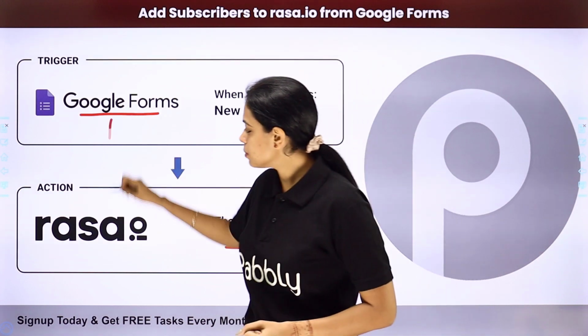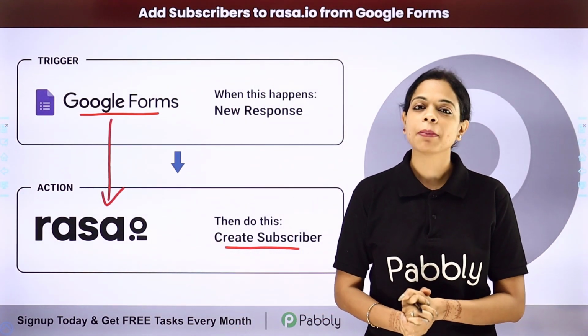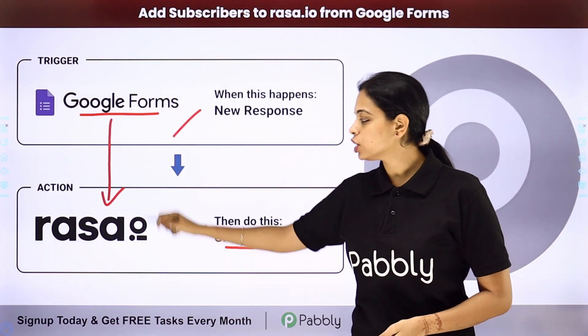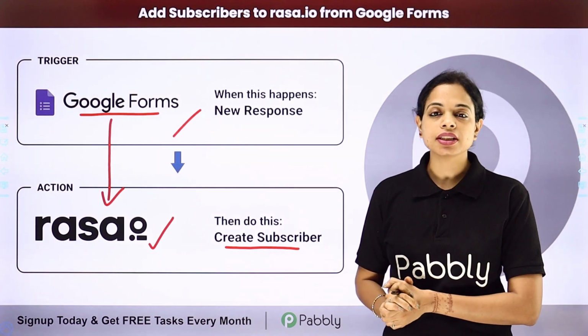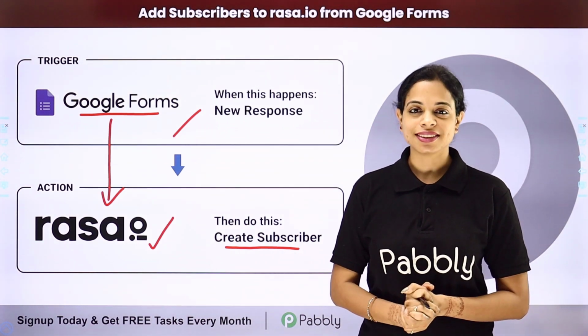For this, you will have to set up some integration between the two applications, and the same thing can be done using Pabbly Connect software. Here, your trigger application would be Google Forms and your action application would be rasa.io. Now, how can you do this yourself? Integrate and automate this entire process. To understand that, let me take you to my screen.